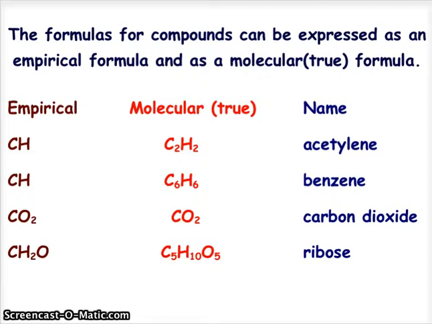Carbon dioxide, CO2, is molecular, but it is also the empirical because it is already in the lowest form ratio. And then if we looked at the sugar ribose, which is C5H10O5, we have an empirical formula of CH2O, which is 1 carbon to every 2 hydrogen to every 1 oxygen. And remember, ribose is that sugar found on RNA from your study of genetics in biology.